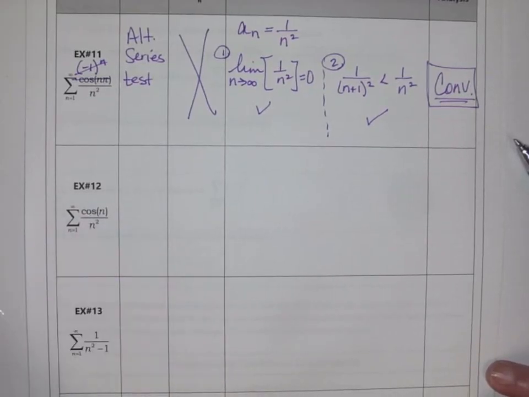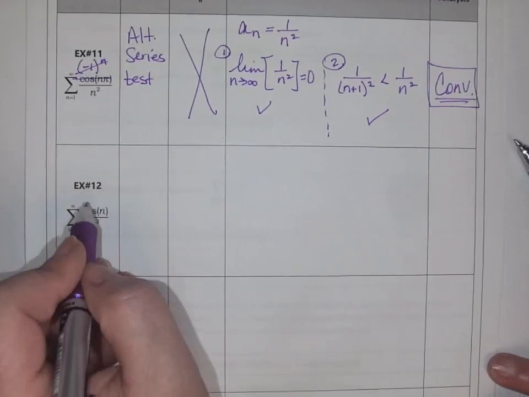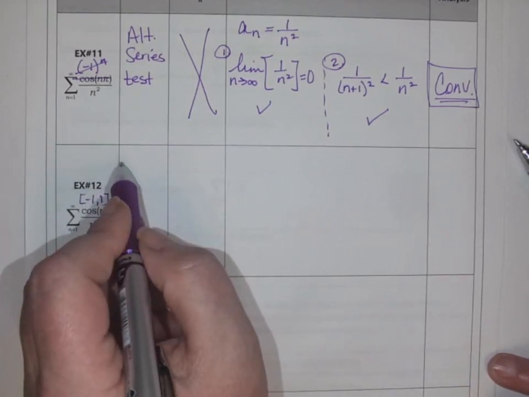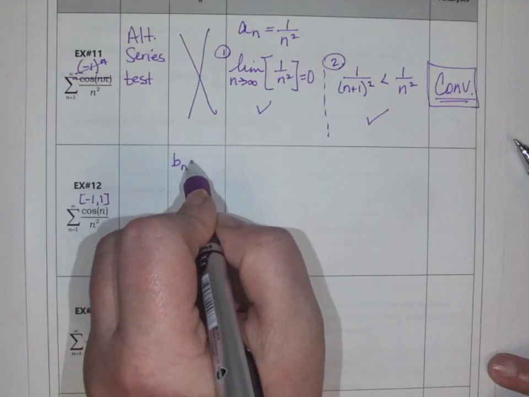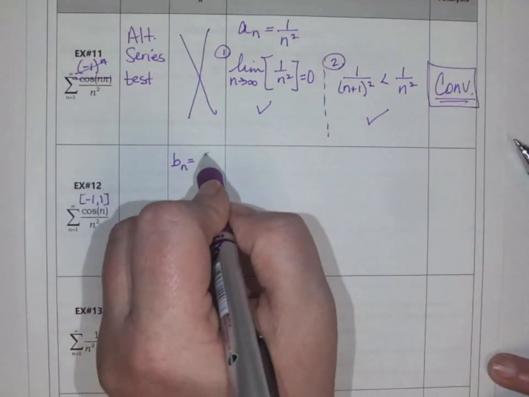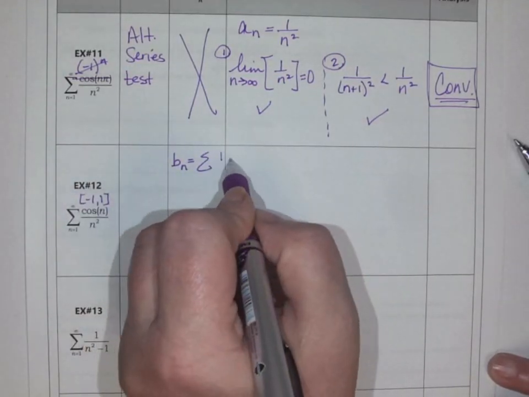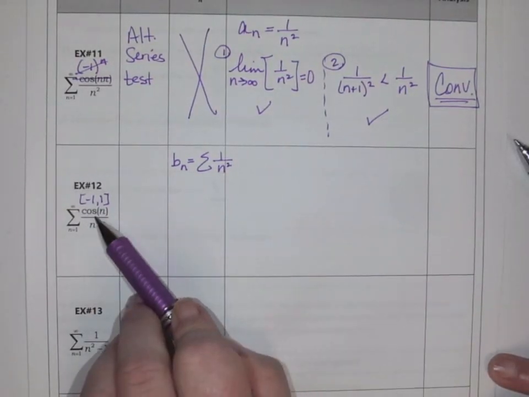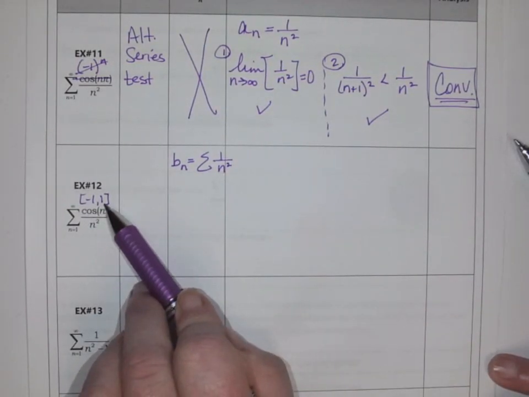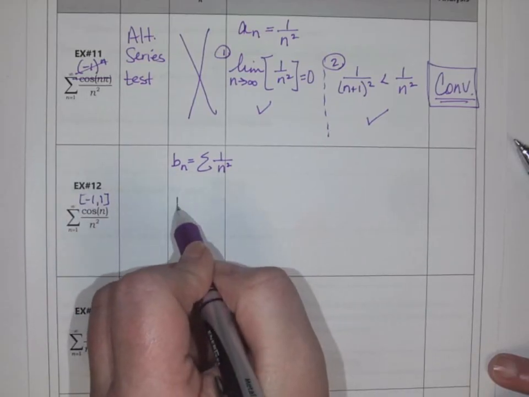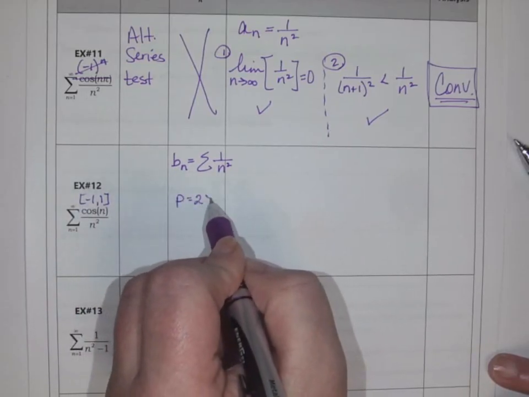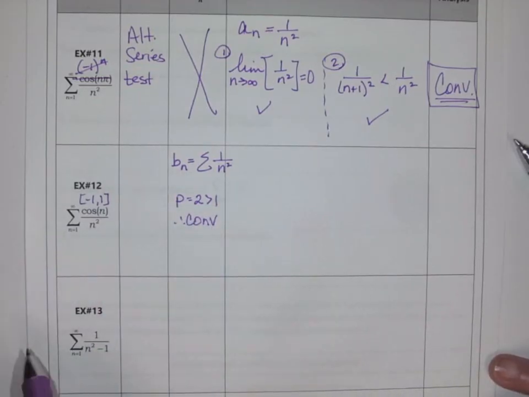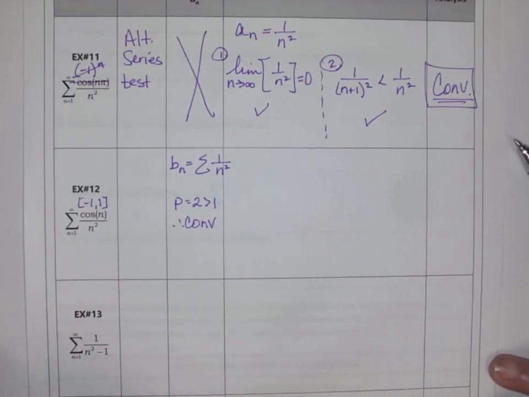In fact, what's the biggest that cosine can get? Well, remember, cosine is going to go between -1 and 1. So we're going to use a comparison test, and we're going to compare it to the sum of 1 over n squared, okay? Because cosine's biggest number is 1. So we know that p is equal to 2, which is greater than 1. So therefore, we converge. Our 1 over n squared converges.